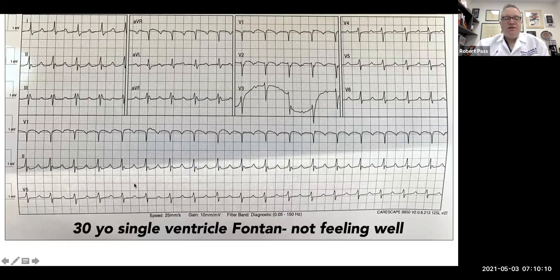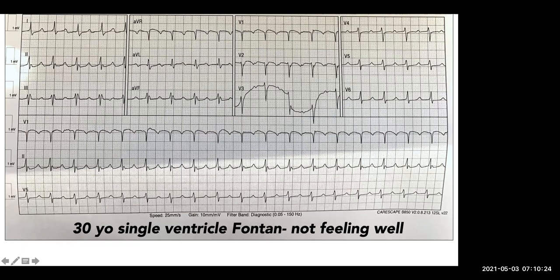Okay, this is a 30-year-old single ventricle Fontan who is not feeling well. And I'm going to ask Uzoma Obiaka, soon to be of Alabama, what she believes is going on here. Good morning, Dr. Paz.